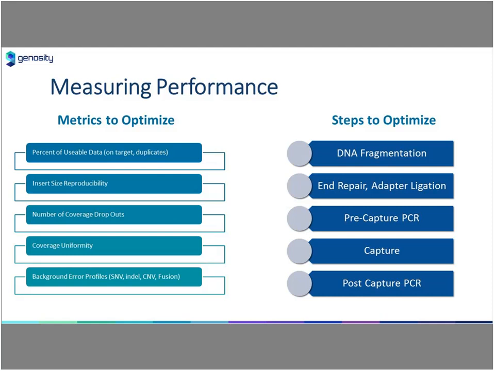How about insert sizes? In applications where the insert size is really important, how reproducible is it, whether we're looking at enzymatic or mechanical-based shearing? How many dropouts do we have across our target regions? How uniform is that coverage? And then again, these background profiles. And on the wet lab side in the chemistry, things that we look to optimize are DNA fragmentation and repair, ligation, pre-capture, PCR, capture, and post. And what I'm going to do is talk through some of these nuances because it's not a one-to-one relationship.